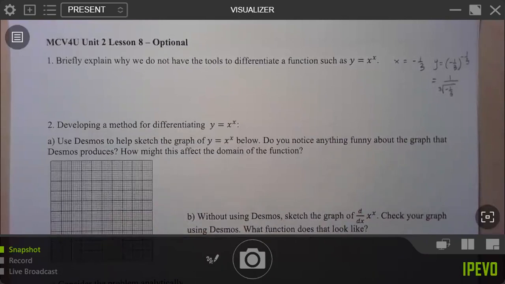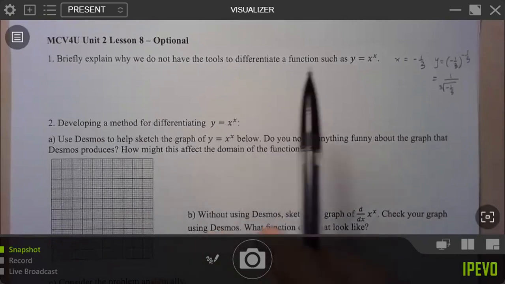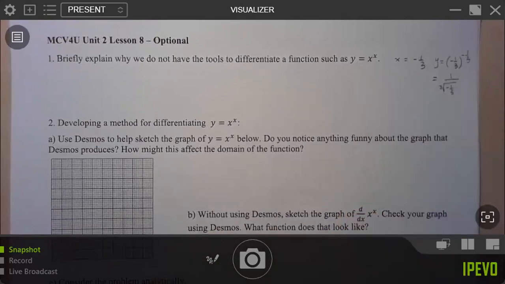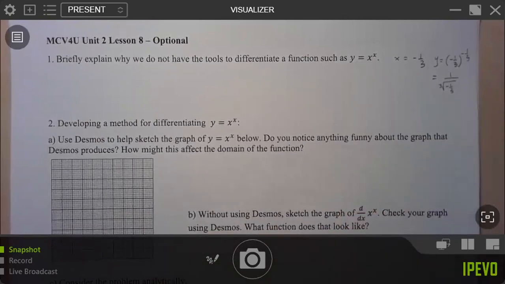So who can tell me why I'm kind of stuck? Like I said, even though it looks in some ways very familiar, the fact is that we actually don't have the tools to determine the derivative. So what is the issue here? And maybe think about what we can determine the derivative of.